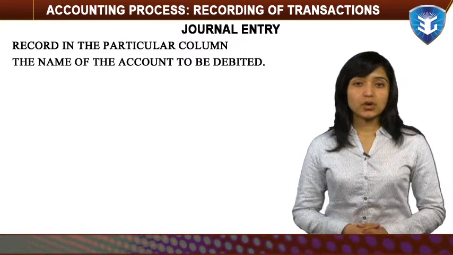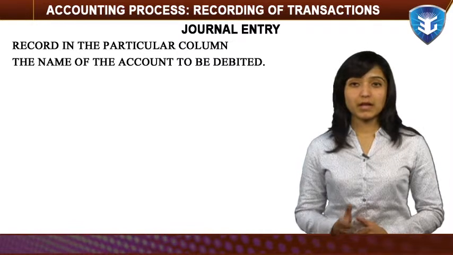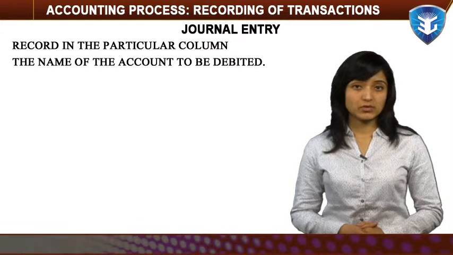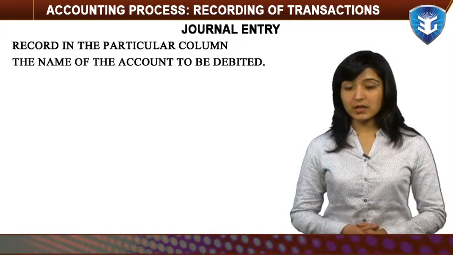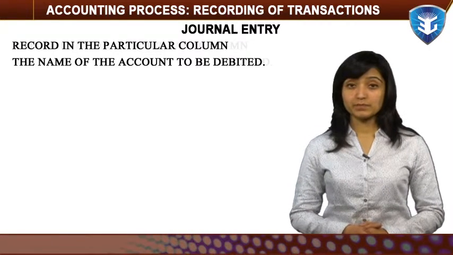Record in the particular column the name of the account to be debited. Along with the name of the account, the abbreviation Dr. should also be written in the same line against the name of the account. Write the amount to be debited in the debit amount column.